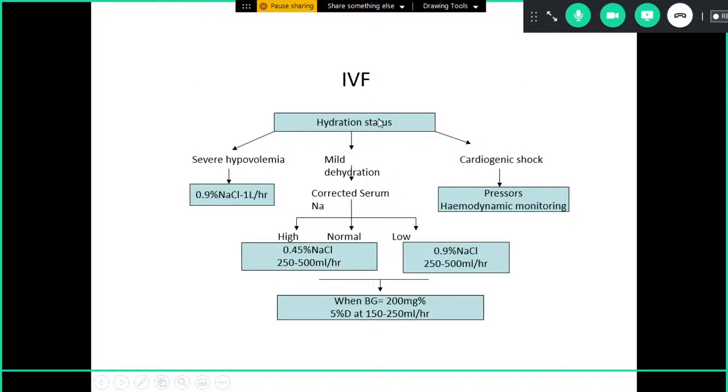So this is IV fluids. Look at the hydration status. We invariably require to give sodium chloride, that's normal saline. If for some reason, because there is a high sodium, you will then need to give a half normal saline, but we very rarely require to do that. And as I said, once blood glucose reaches about 200 or so, you can shift from normal saline to 5% dextrose. Obviously, if the person is in cardiogenic shock, you will need to give pressors, and hemodynamic monitoring will have to be done.